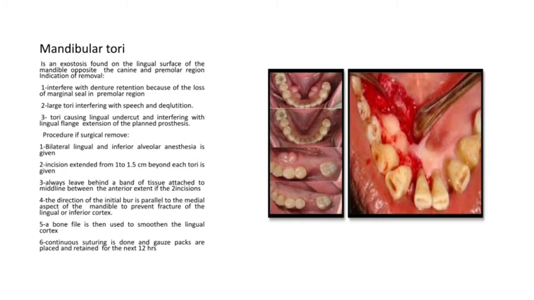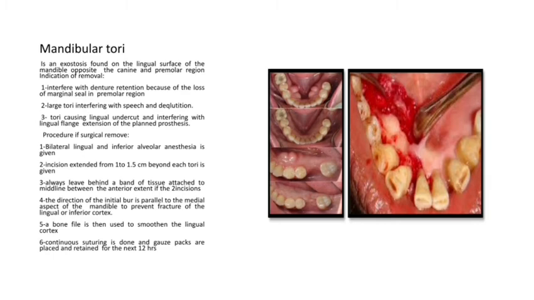Procedure of surgical removal. Bilateral lingual and inferior alveolar anesthesia is given. An incision extending 1 to 1.5 cm beyond each tori is given. Always leave behind a band of tissue attached to the midline between the anterior extent of the two incisions.